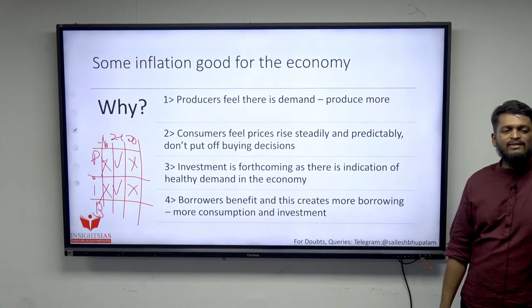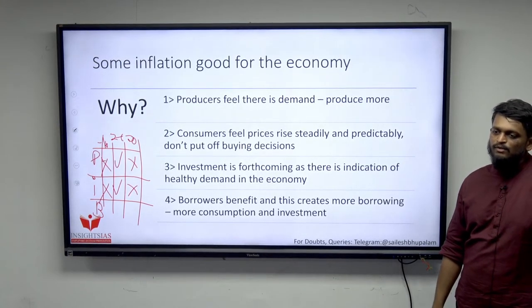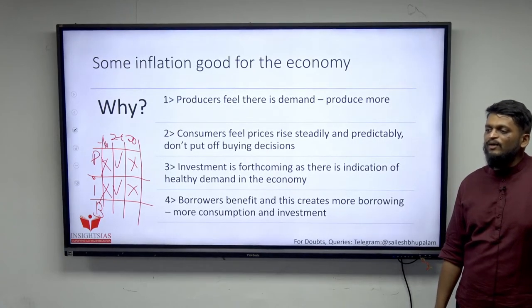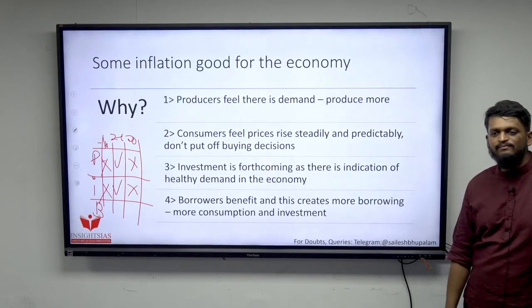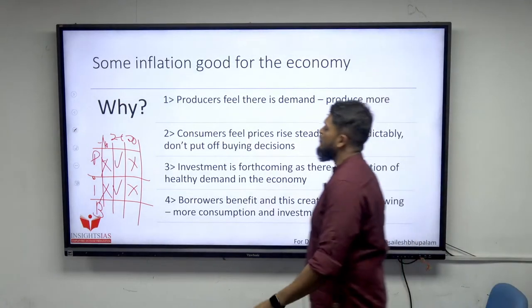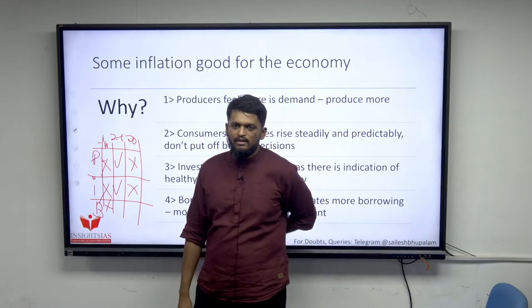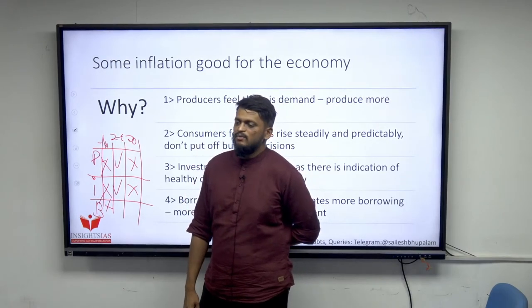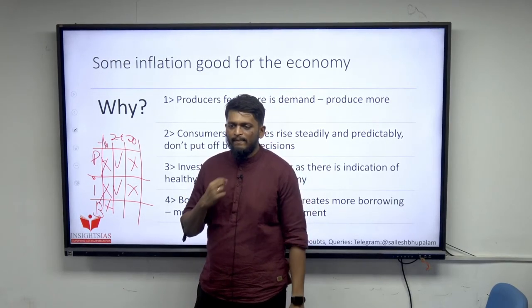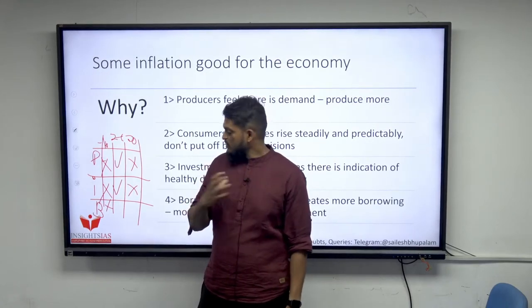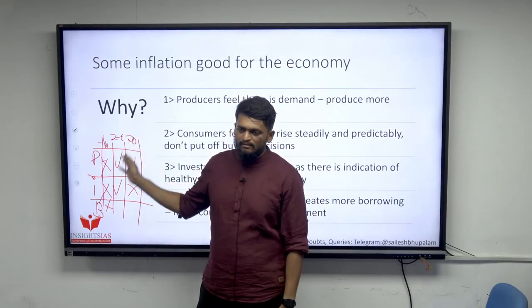Imagine from last year to this year your salary increased but your car price reduced. Then you will feel that maybe if I wait one more year, the car price will reduce further. That means buyers will put off buying decisions. In a deflationary situation, they will postpone buying decisions. If buyers are postponing buying decisions, what happens to the economy? Demand will reduce. That is not good for the economy. It creates a vicious cycle.